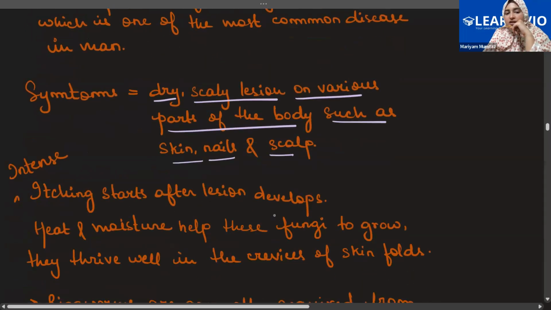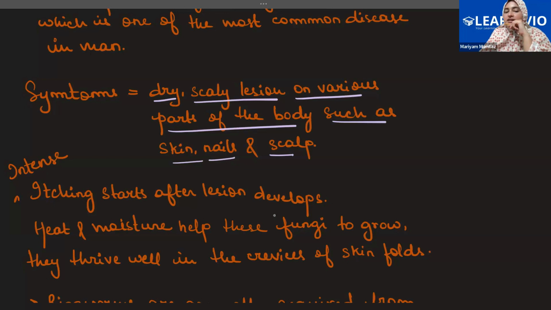Now, what happens in this particular disease? Dry, scaly lesions on various parts of the body, such as skin, nails, and scalp. If a person has way too much dandruff production on their head, much more than normal, like a proper layer surrounding the entire scalp, it is a fungal disease. It is not normal dandruff. We understand that during winters, all of us get dandruff because of a dry scalp, right?